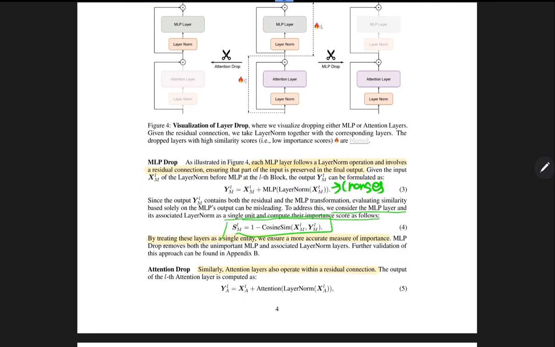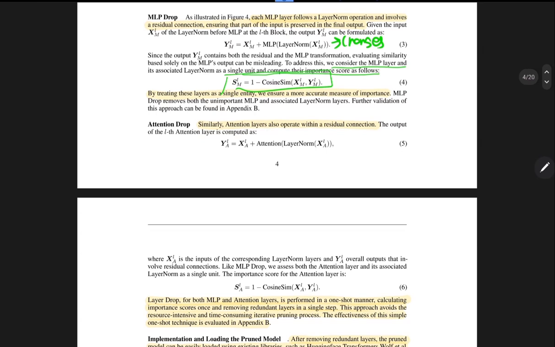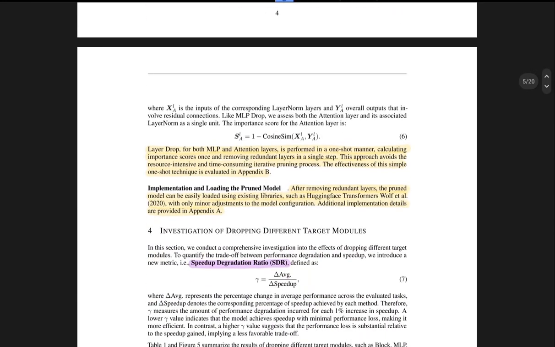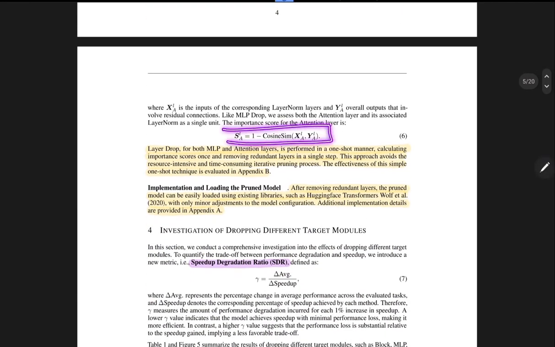And by treating this layer as a single entity, we ensure a more accurate measure of importance. Similarly, for attention drop, it also operates with residual, so they are doing the same thing here also. To address the same thing, they are taking it as the whole, single entity, so that it gives a better accuracy, right? Now they have this whole formula here.